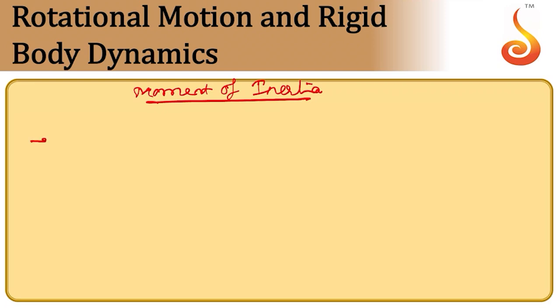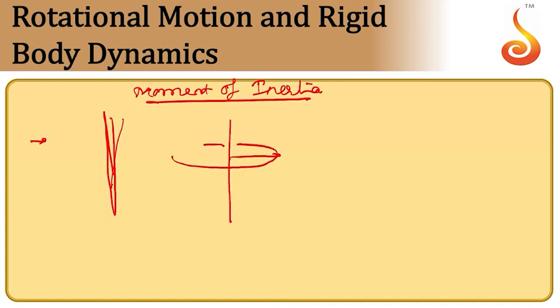Now let us consider a point mass. For example, let us consider this structure. Here is the axis of rotation. Let's assume that a particle is capable of going round in this circle at a distance r. Mass is m. Then the moment of inertia is given by m into r square.